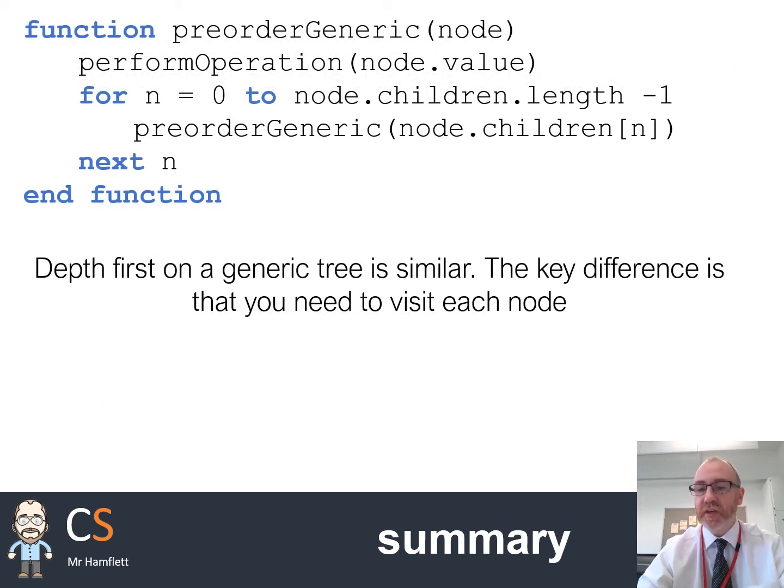The termination clause will stop recursion from occurring. Our generic trees are very, very similar. The key difference is we are going to be using a loop, because we have lots of children. But where we perform the operation, where we do our prints, is exactly the same. So pre, at the start, post, at the end, in the middle of the loop.